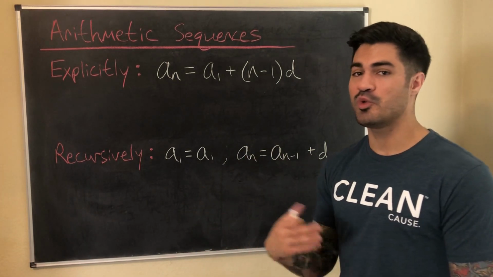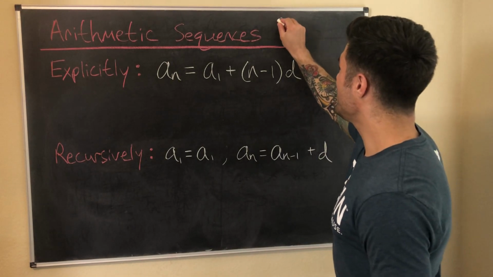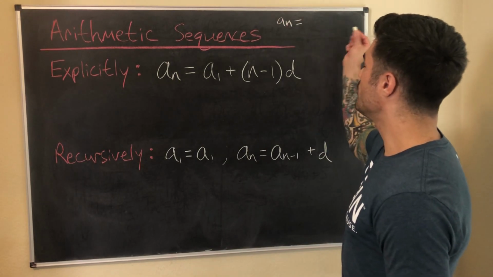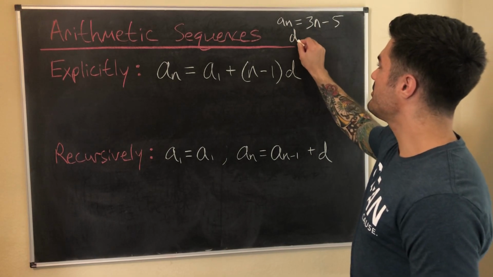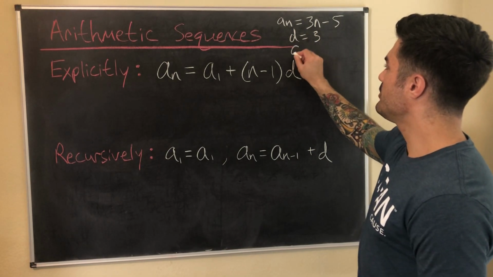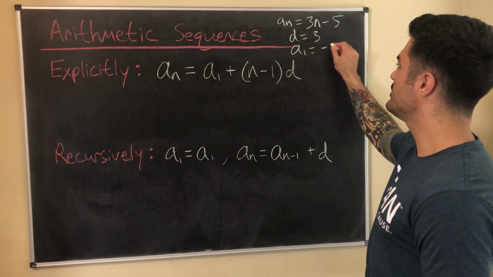And let's look at the example we've been looking at. Let's look at this a_n equals 3n minus 5. And remember we said that the common difference was 3, and we found the first term. That was negative 2.